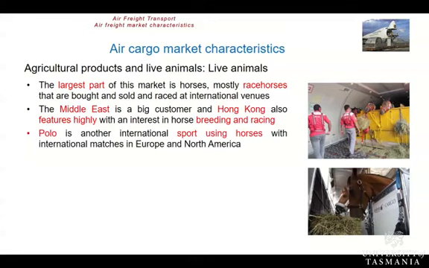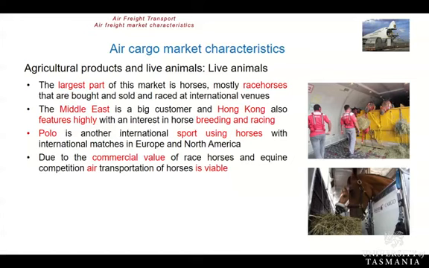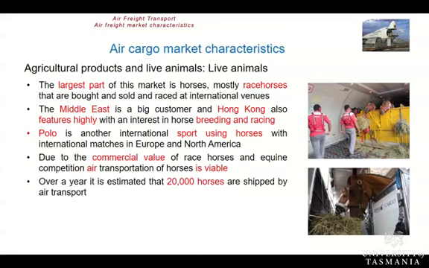There are also events that use horses, such as polo, so international sport utilising horses, so they move between Europe, North America and also South America. And this, as we saw before, really remains viable because of the commercial value of the horses themselves. They're usually quite a valuable commodity. Over the year, probably in the vicinity of around about 20,000 horses are shipped by air transport.